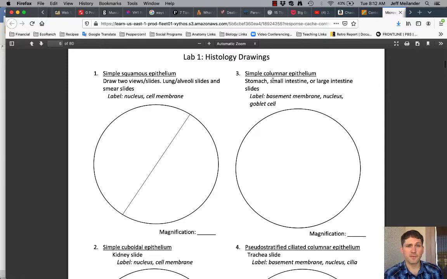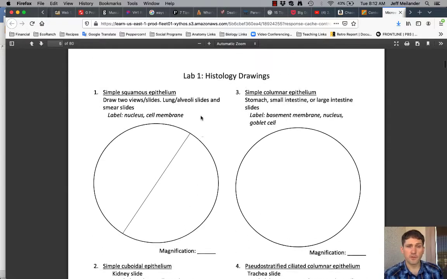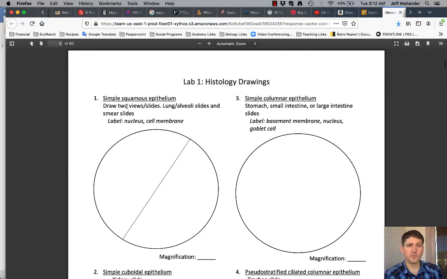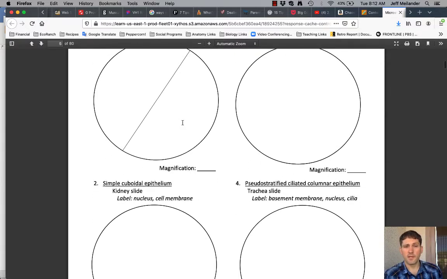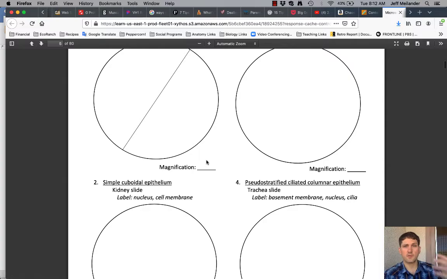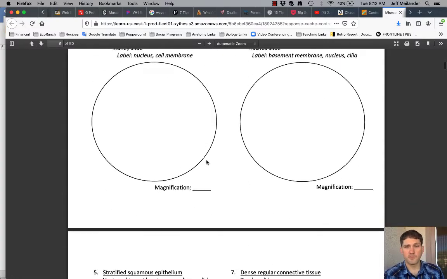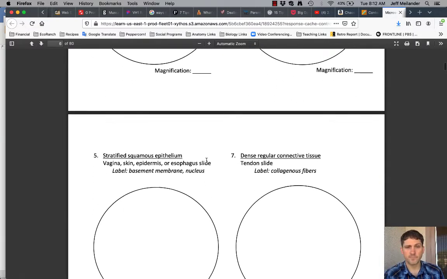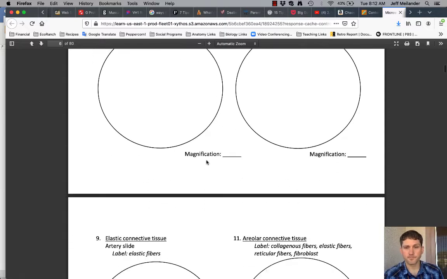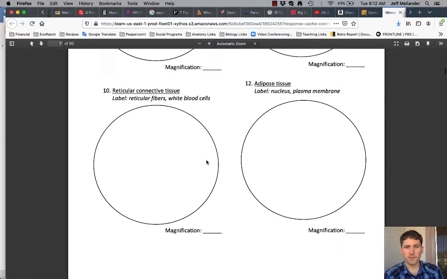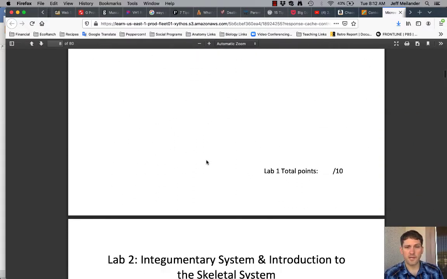And then we've got the labels here for them, the titles of the slides that they're supposed to be drawing, and then what they need to label. Okay, so they then have to put the magnifications down here. Again, they're going to upload these documents, and you're going to grade only 5 of them. So you can see we've got everything set up and laid out for them.